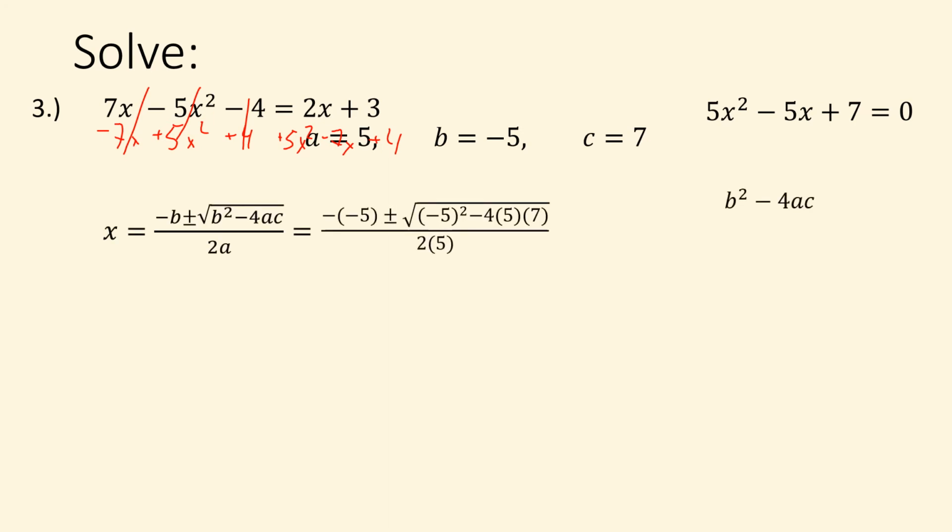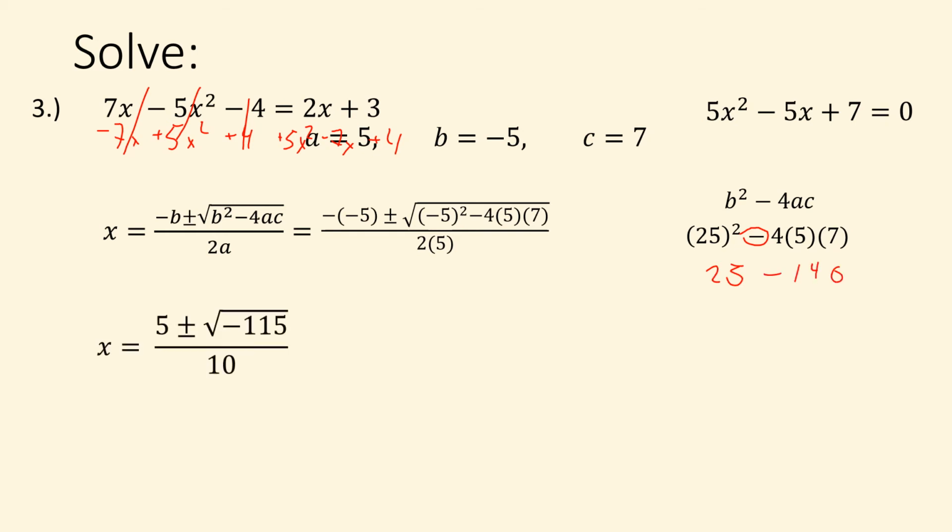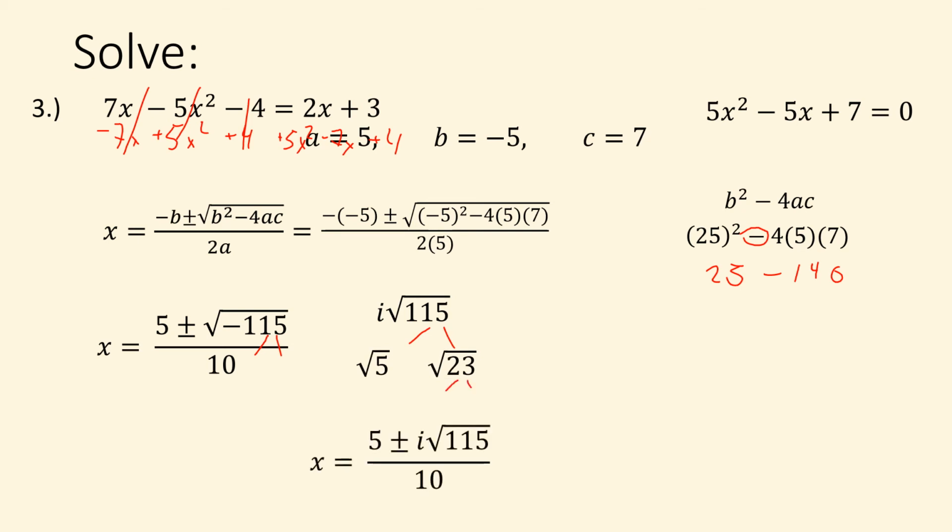Start with that b squared. So we have 25 minus, one minus sign, 4 times 5 times 7. Let's see, that would be 140. We're going to get a negative number here. So we have a negative inside our radical, which means we're going to have an i in this one. We would try to break down this 115. 5 and 23, both prime. We can't break down this 23. We put them back together, and we get this down at the bottom.